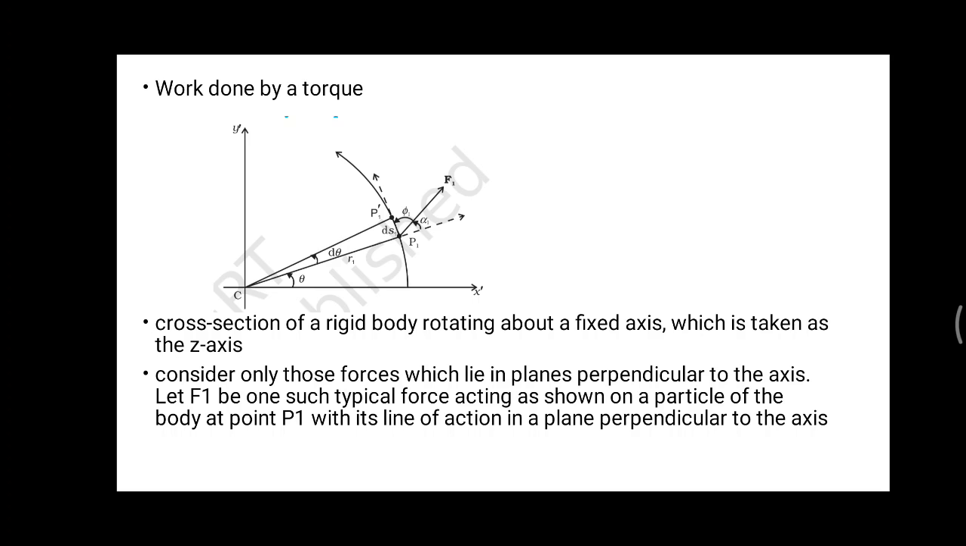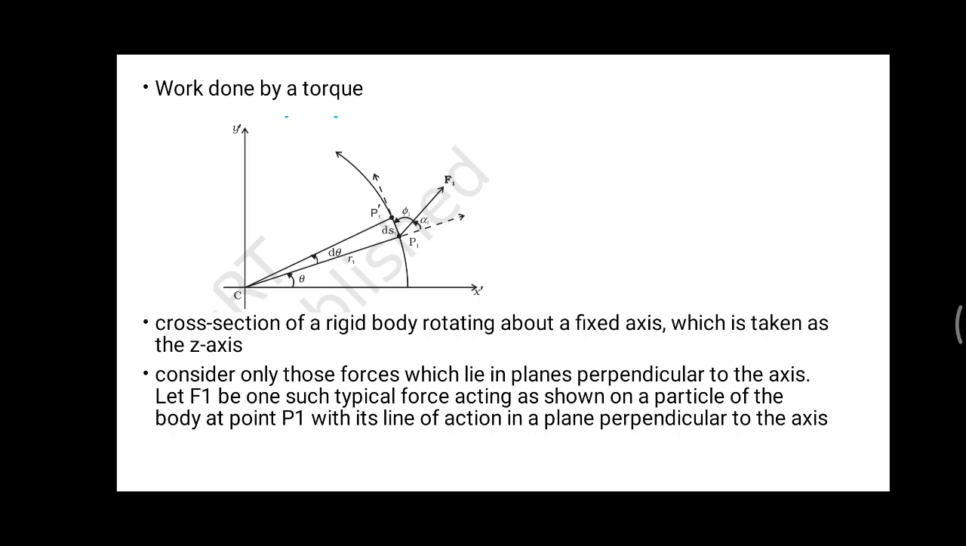Let F1 be one such typical force acting, as shown, on a particle of the body at point P1. At P1 the force F1 is acting, perpendicular to the axis of rotation, the Z axis. Hence the torque will be parallel to the axis.